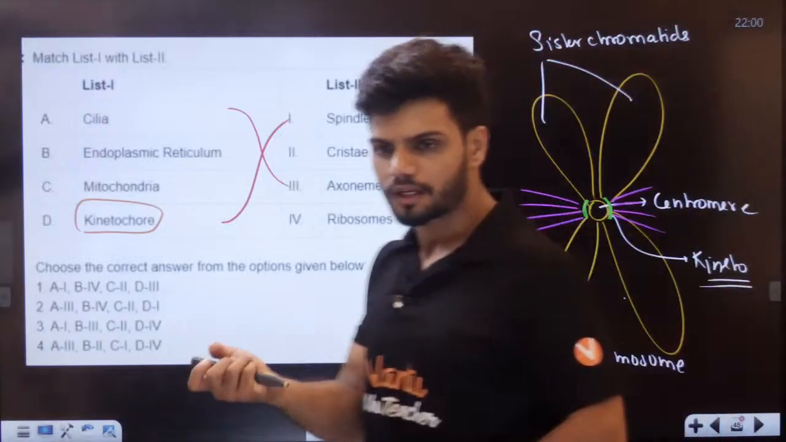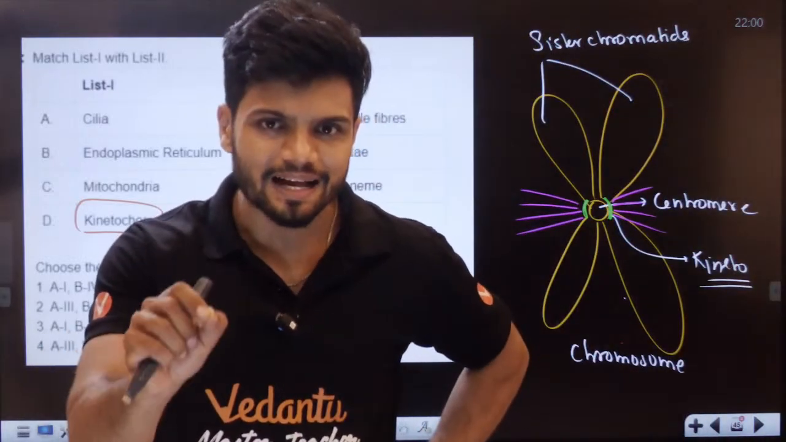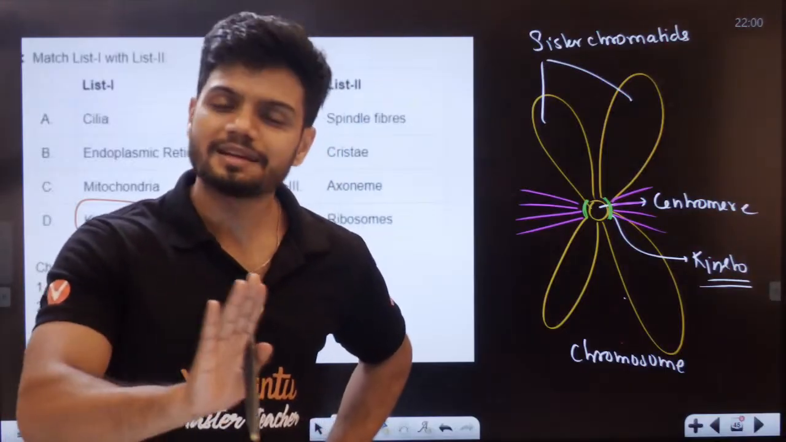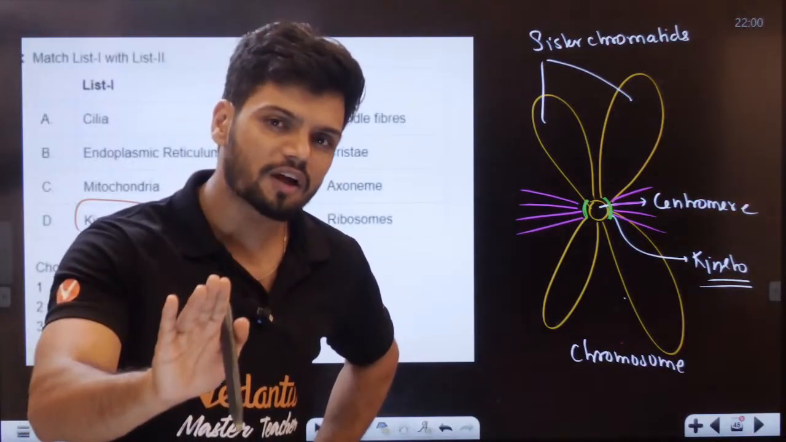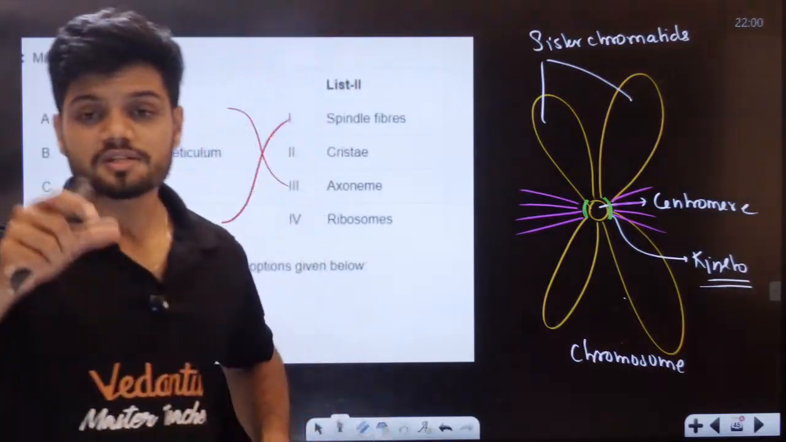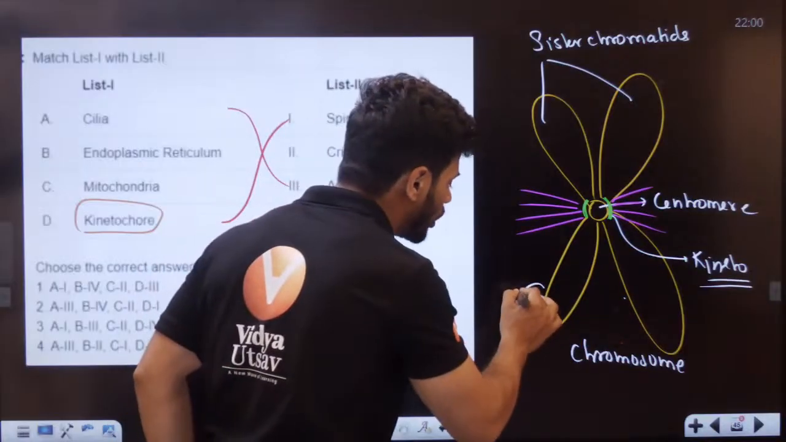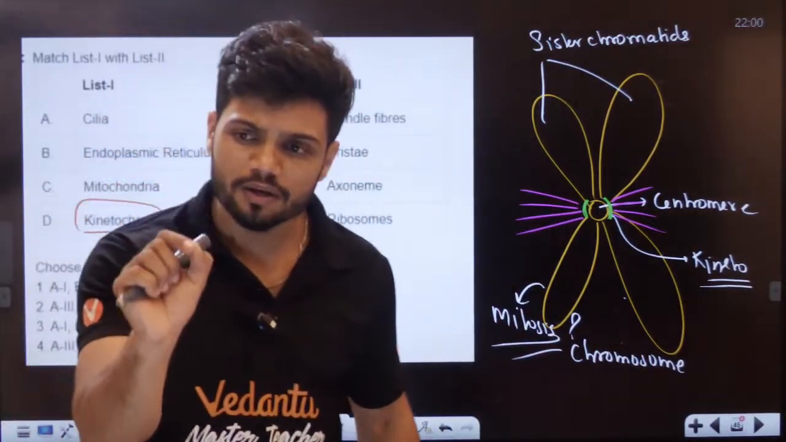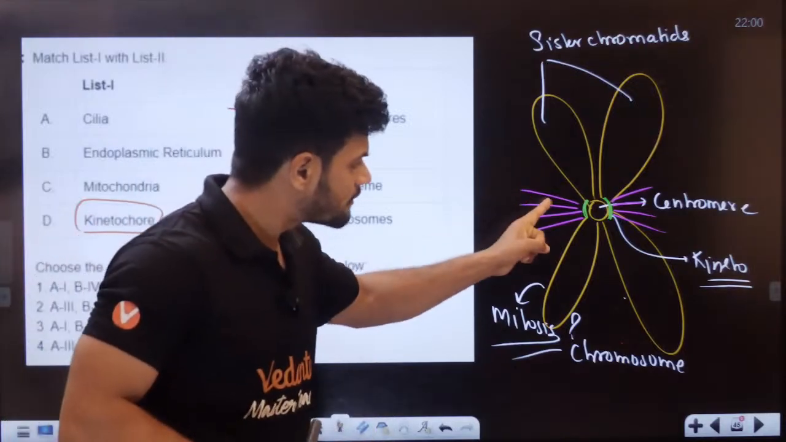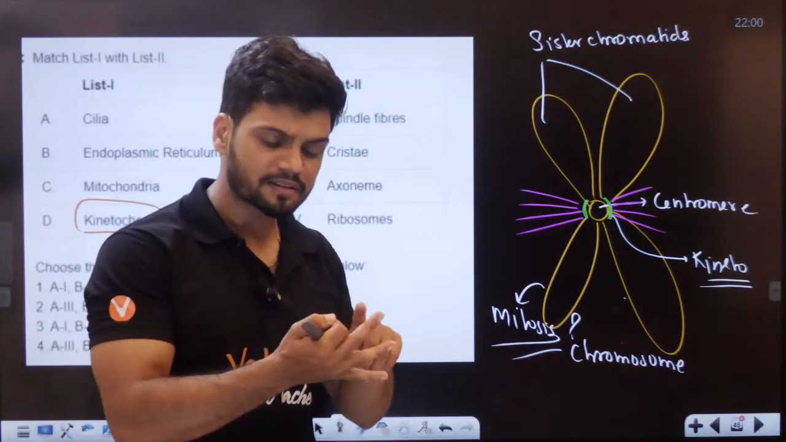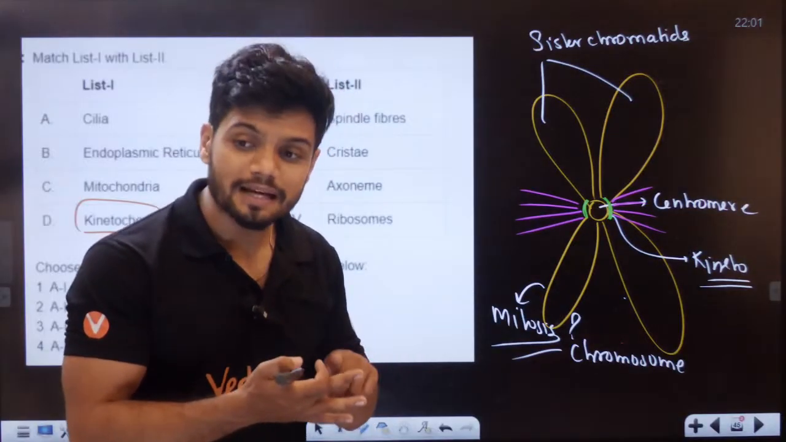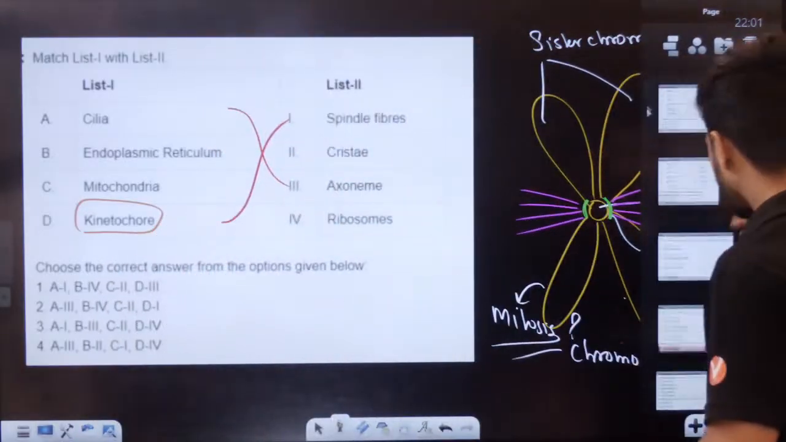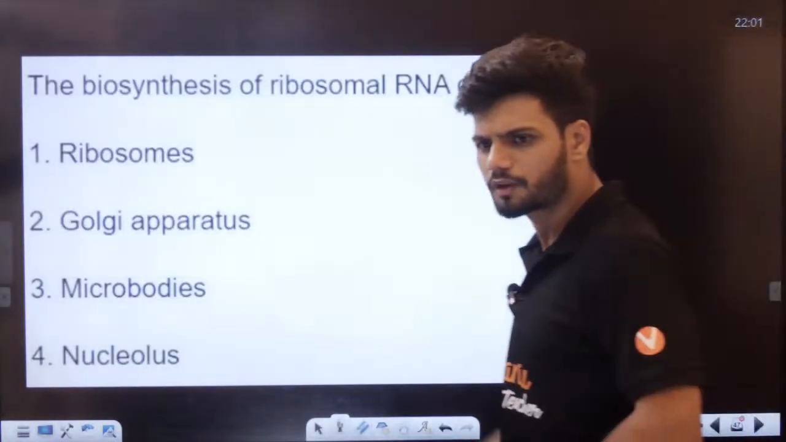If I make a question: spindle fiber attached to centromere, true or false? False. They will never attach to the centromere. Spindle fibers will always attach to the kinetochore. I can change the question: in which phase of mitosis does the spindle fiber attach to the kinetochore? Prophase, metaphase, anaphase, telophase. In metaphase, this attachment happens. Now students, very easy question on the board.